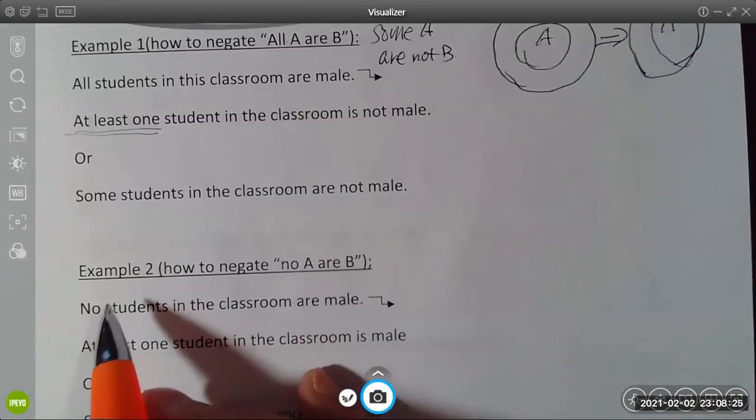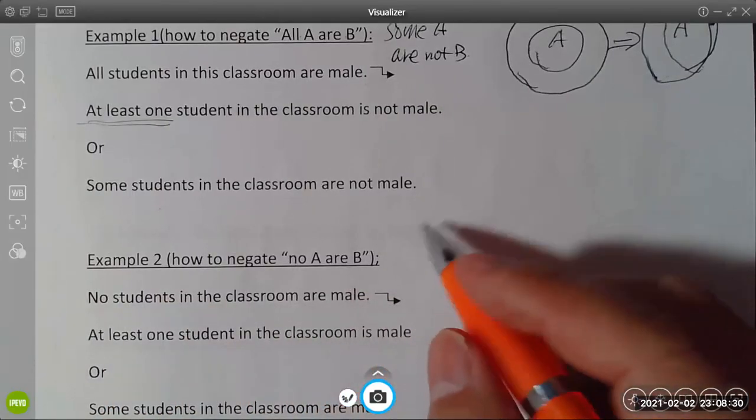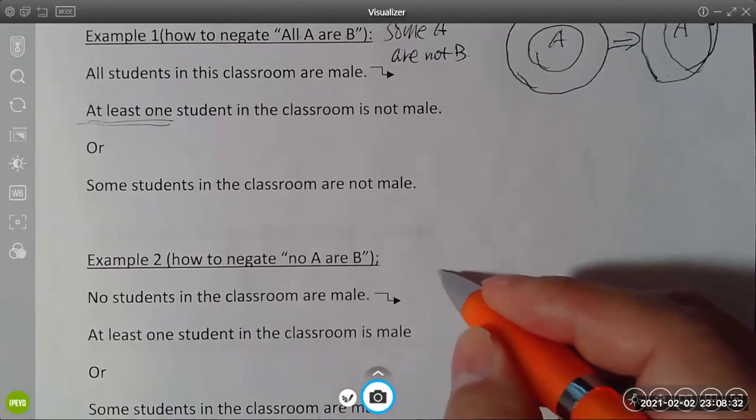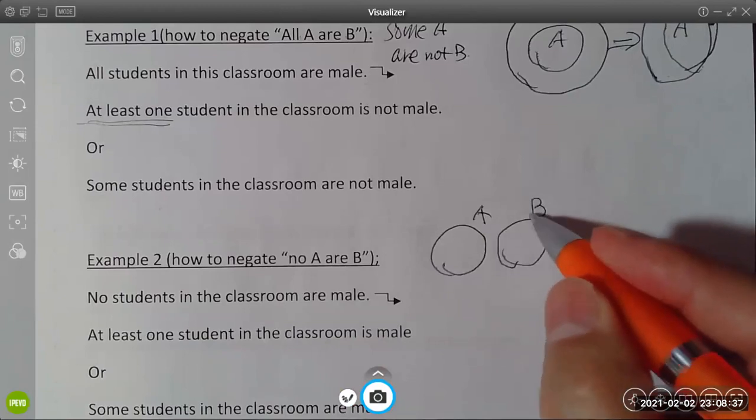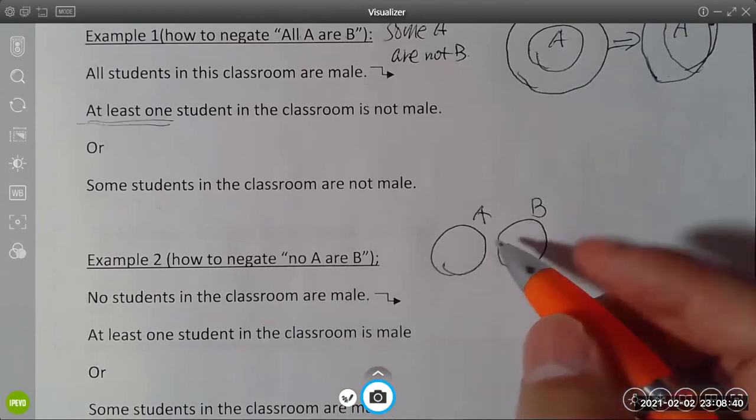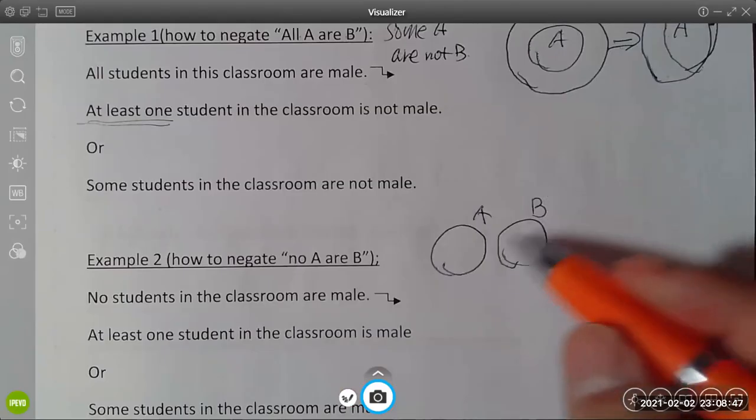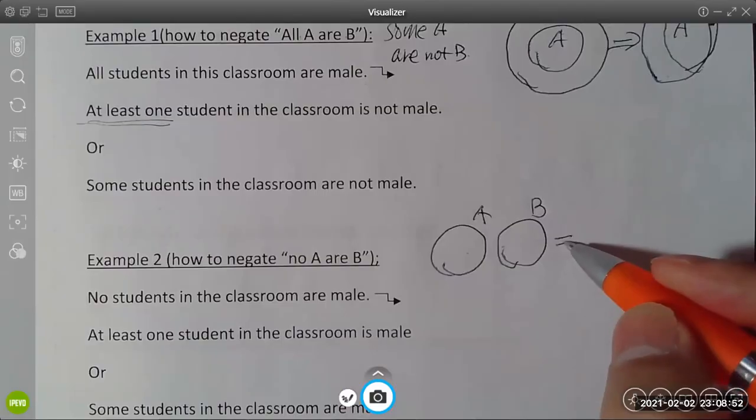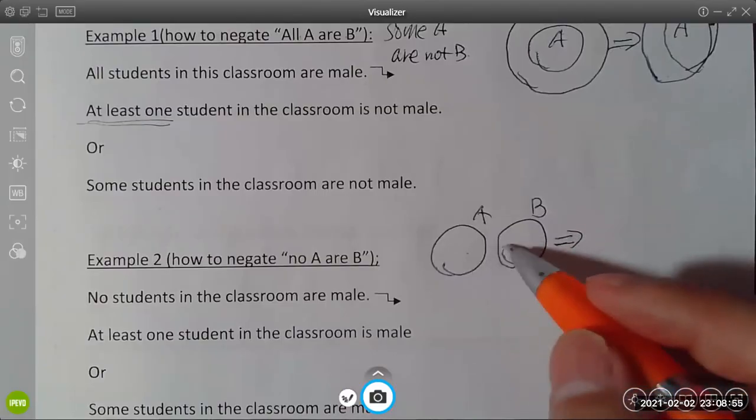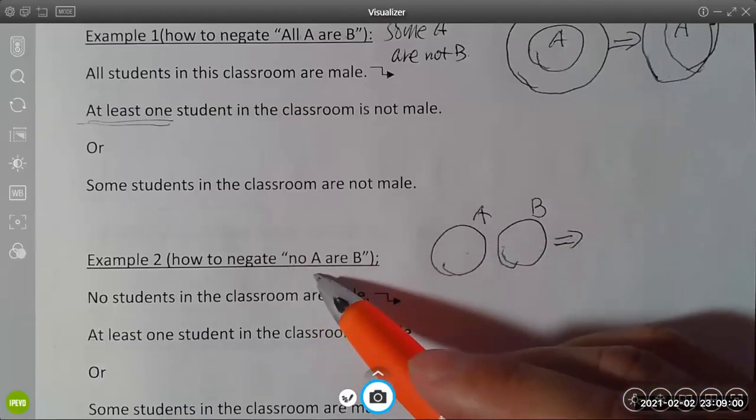Now let's look at the second one. We're going to look at how to negate no A is B. First, we represent the original. This is A, this is B. They are not connected. They are not overlapped. So apparently anything in A is not in B. So, no A is B. That's the original. If you want to change this relation, you have to move this circle in a way so that they overlap each other. As long as they're not overlapping, this is still the original, no A is B, right?